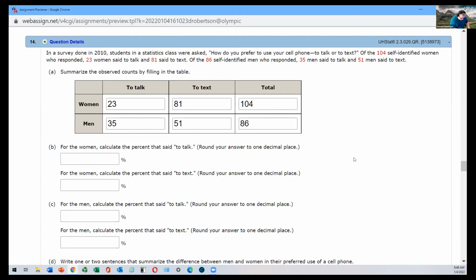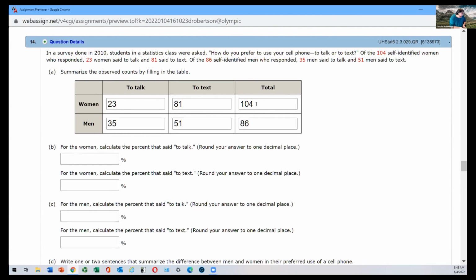So this particular table is called the categorical table. It's basically got two different variables, right? Men and women, whether they like to talk or text. In this question, I would describe the men and women as the explanatory variable, and whether they talk or text more, I would call that the response variable. Now, for women, calculate the percentage who like to talk. Well, for the women, won't it be 23 out of 104?